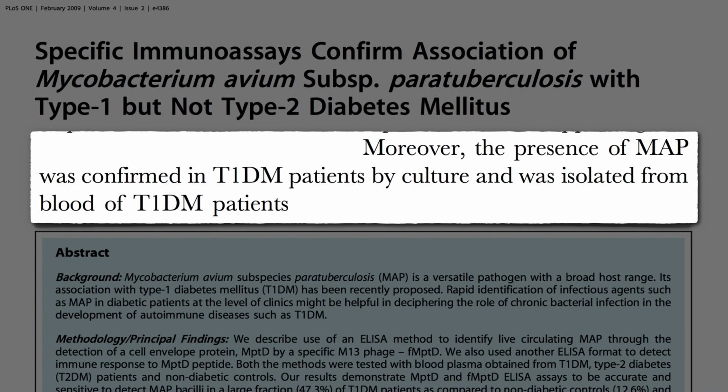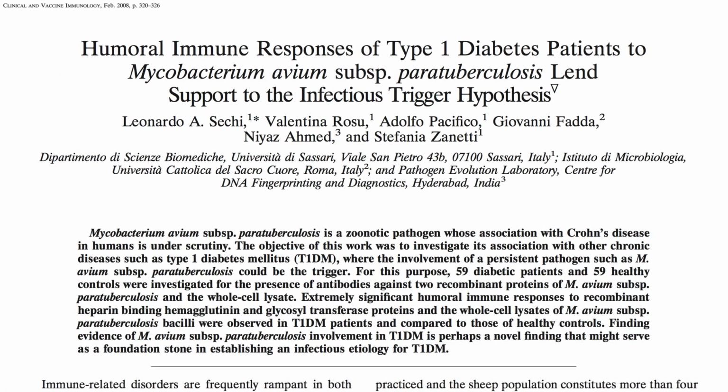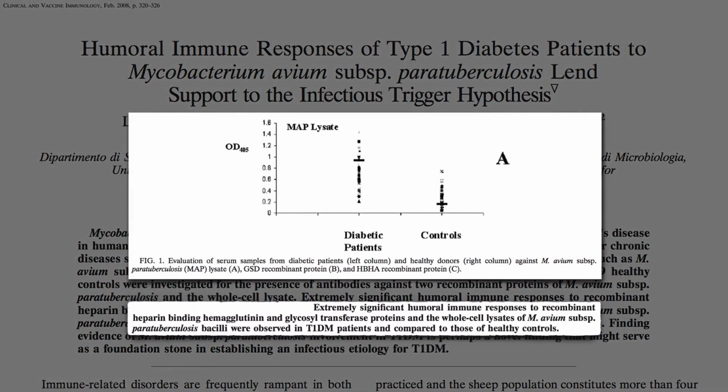In that case, we might expect to see it in type 2 diabetics too, but no. Paratuberculosis infection is not associated with type 2 diabetes, which would make sense since type 2 is not an autoimmune disease. For this infectious trigger idea to be sound, there would have to be an immune response mounted to the bug, and indeed there is an extremely significant antibody response against paratuberculosis bacteria in type 1 diabetics.